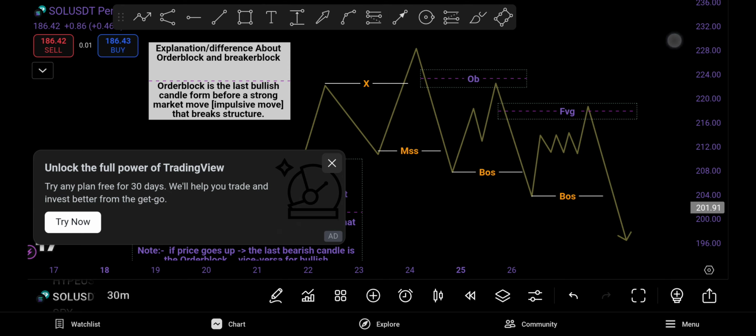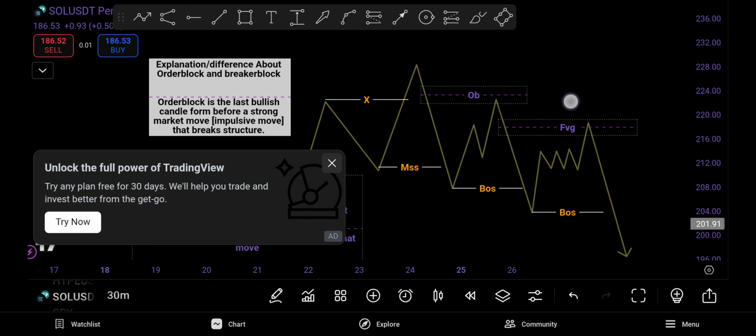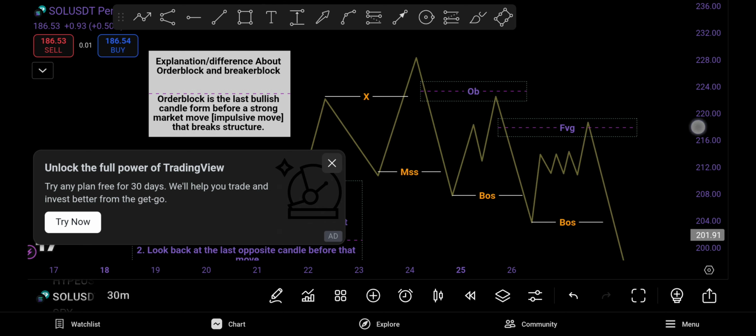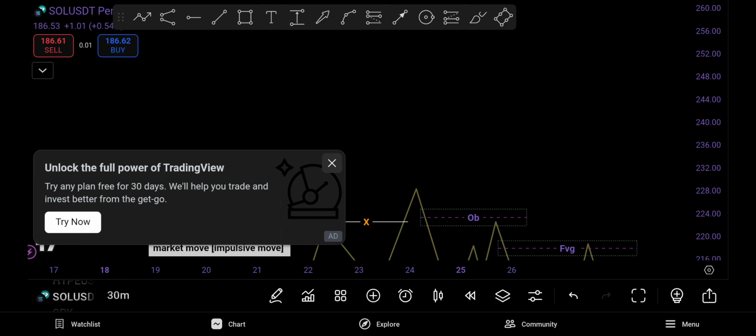Do you understand now? This OB over here is an officer that is going to help us chase this uptrend market back to the downtrend area. So that is the work of an OB. It's just like a resistance and support, as we all know resistance and support.